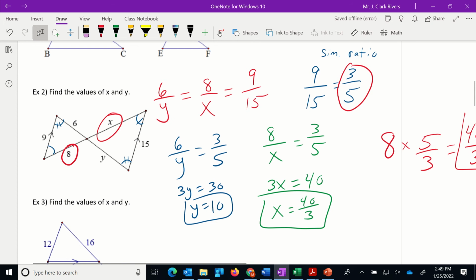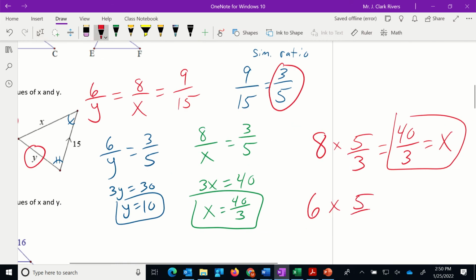Let's do the same thing with y. 6 and y, they correspond to each other. So 6 multiplied by, all right, if I'm going to go from 6 to y, do I have to make the 6 bigger or make the 6 smaller? Remember, 9 to 15, if we're going from 9 to 15, the 9 has to get bigger to become 15. 6 to y, 6 is going to have to get bigger to get to y. So 6 times, again, we're going to multiply by 5 thirds because that's our similarity ratio that's going to make that 6 get bigger. 6 times 5 is 30. 30 divided by 3, we get 10 equals y.